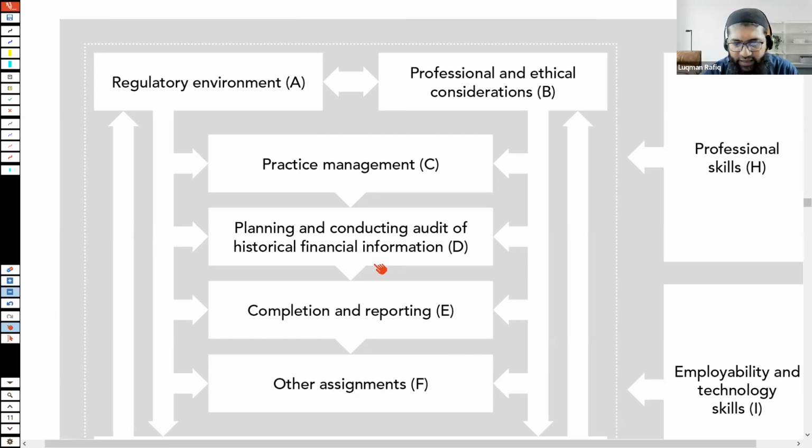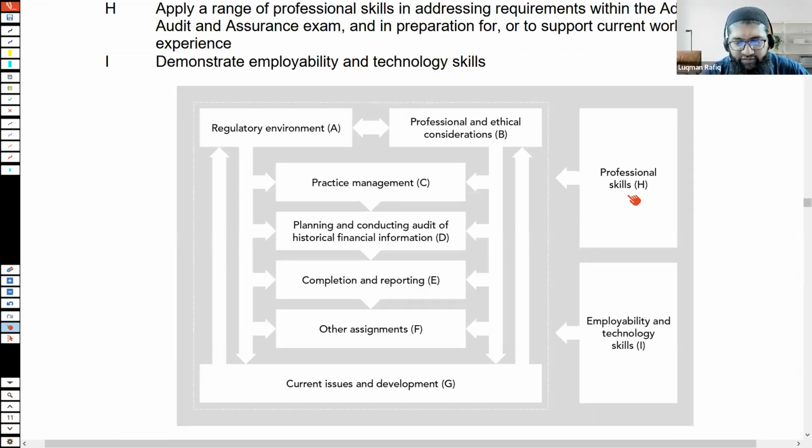And a very important connection that you could see is the professional skills, the employability and the technology skills. Now, let me give you a bit of guidance on what exactly these are, how exactly they are going to be examinable, and how exactly they are going to impact you as an organization. That's something that you need to understand. Now try to understand this thing.